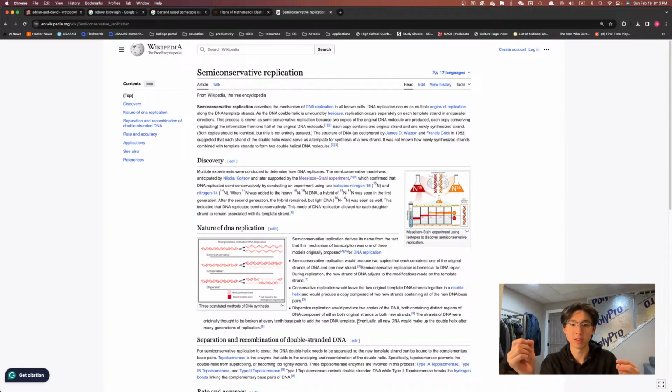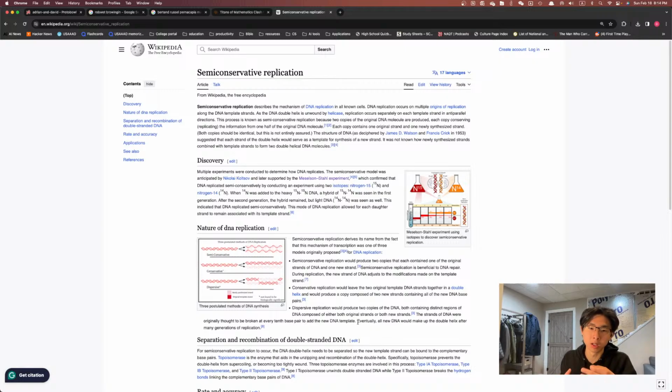And then what happens is that the replication process goes with a bunch of enzymes holding it together, and then you make another strand. Obviously, since it's complementary, you do the complementary bases. And then each part of the renewed strand gets half of the original strand. That's why it's semi-conservative.